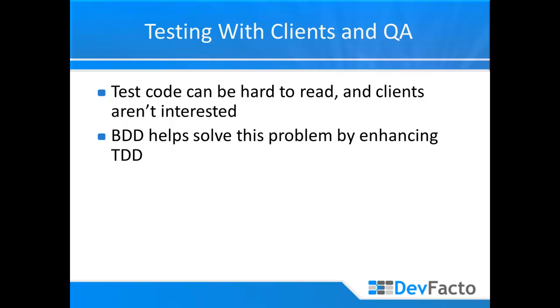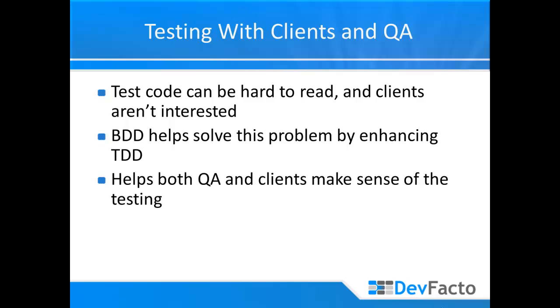As we stick to BDD and TDD religiously, we'll find that our behaviors essentially turn directly into code. And by following these methods to the letter, we'll find that we never write code without a test, and we never write a test without a behavior, which means that our behaviors and our code end up becoming very, very linked together. So this helps both QA and clients make sense of the testing.